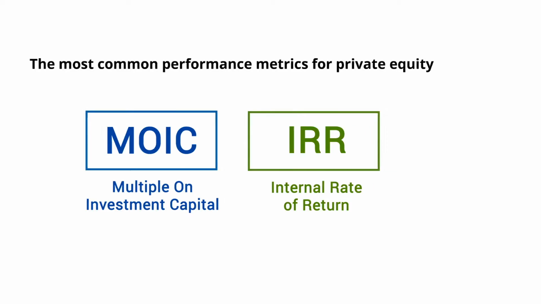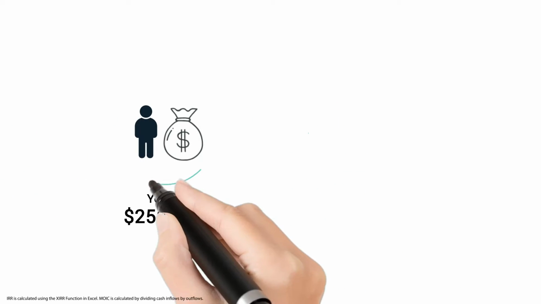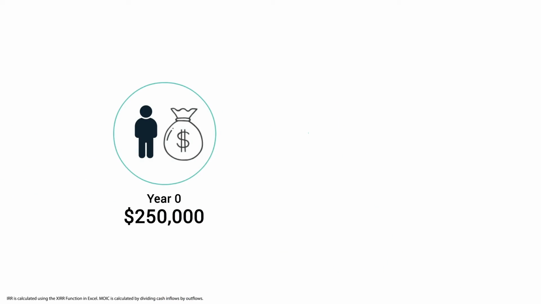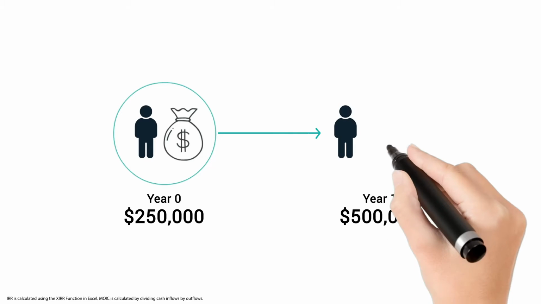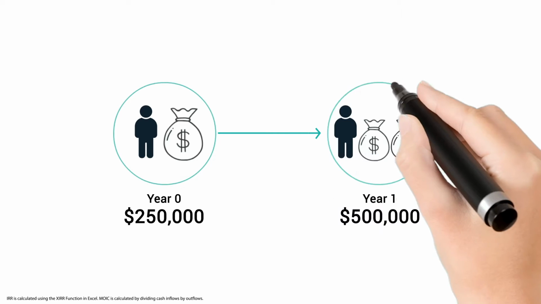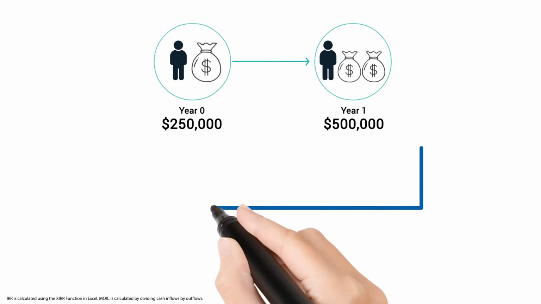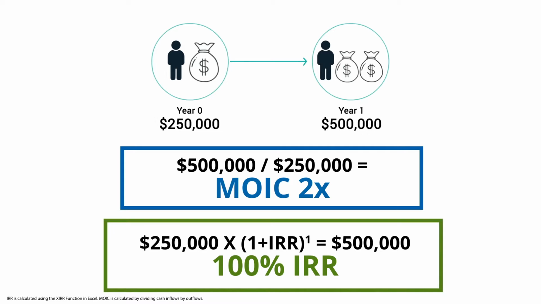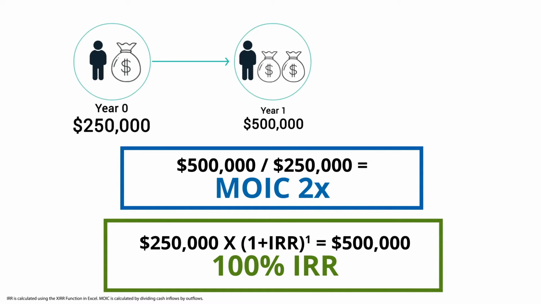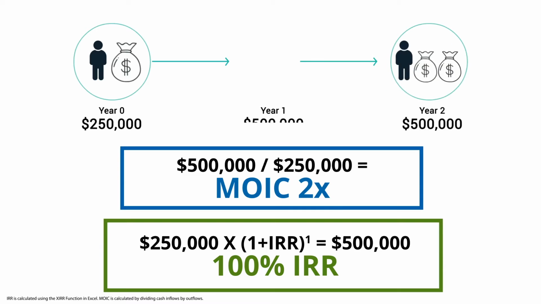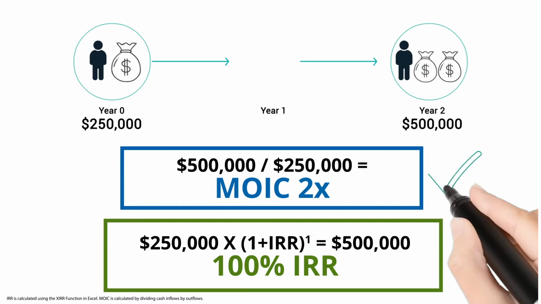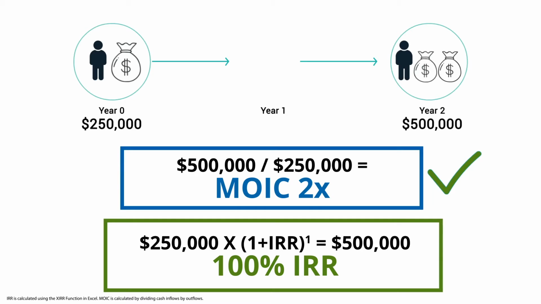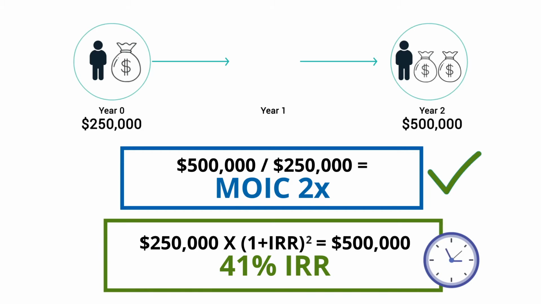or IRR. For example, let's say an investor invests $250,000 in a private equity fund and receives $500,000 back in 1 year. Then that investor would have doubled their money or received a 2x MOIC and 100% IRR. However, if the investor invests $250,000 and receives $500,000 2 years later, then the investor will still have doubled their money or received a 2x MOIC, but the IRR would now be 41%. This is because IRR is affected by time.